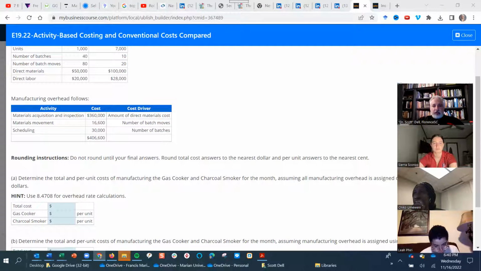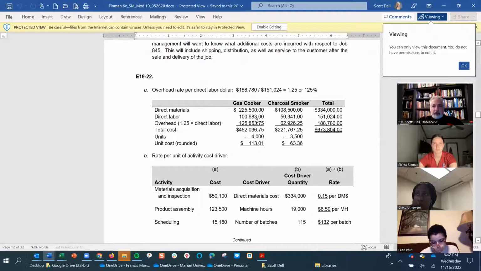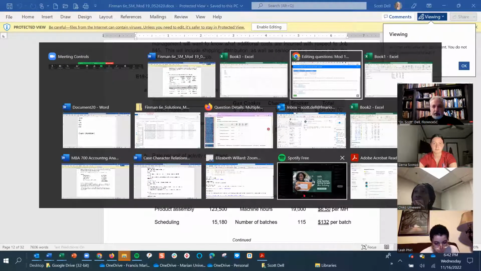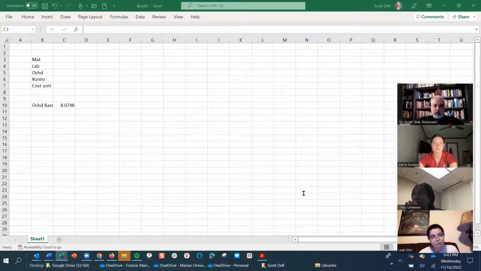So if we're going to do that, we want to see what our materials look like here. Okay, so we have total materials, total labor, and total overhead for the gas cooker and charcoal. So let's go over to see what we have here. Gas cooker: materials, labor, and we'll do an overhead calculation. So we've got our total.